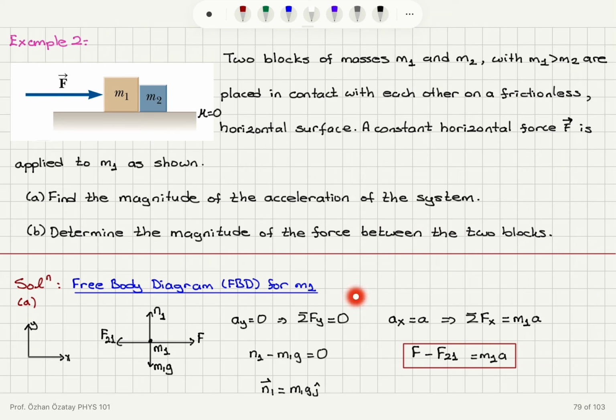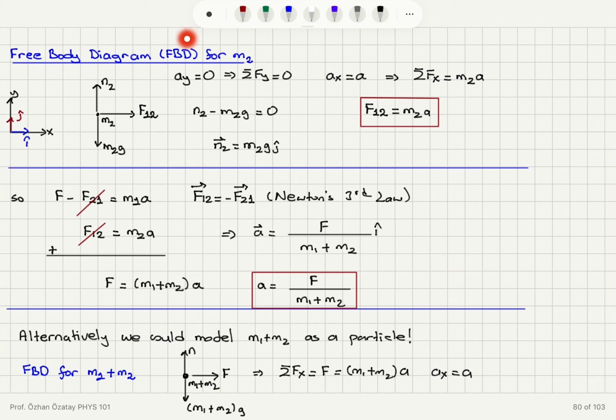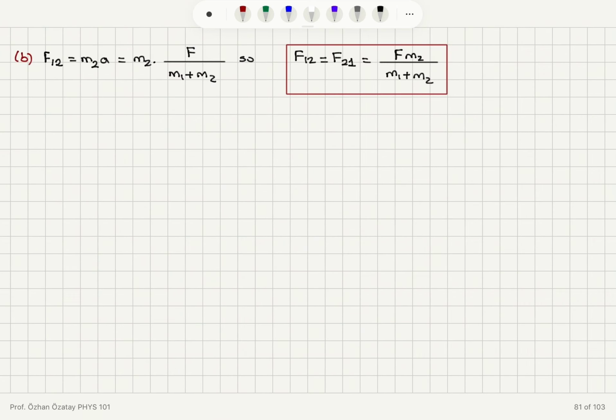So we have drawn the free body diagram for M1, which gave us a relationship between F and F21, the force exerted by object 2 on object 1. F minus F21 is M1A. We have drawn the free body diagram for M2, which told us that there is only F12, the force exerted by object 1 on object 2, on the x-axis, which is responsible for its acceleration. So it's F12 equals M2A, and summing them up, we find the common acceleration F over M1 plus M2. Or alternatively, we consider M1 plus M2 as a single system with a net force F acting to the right on it. So this gives me the common acceleration right away, an easier method.